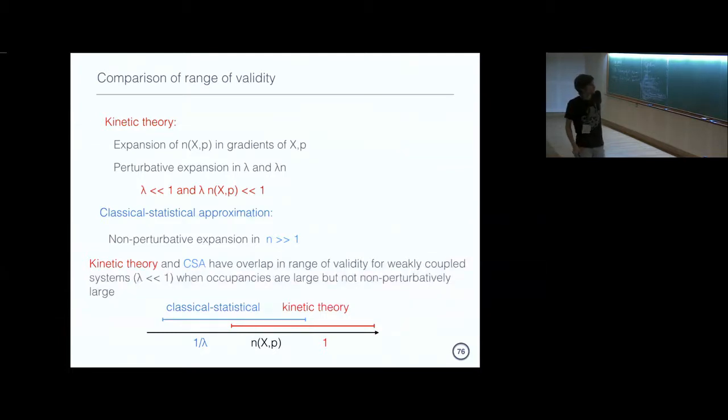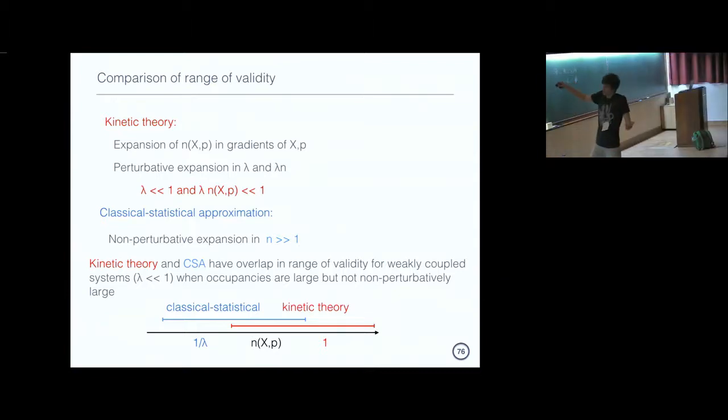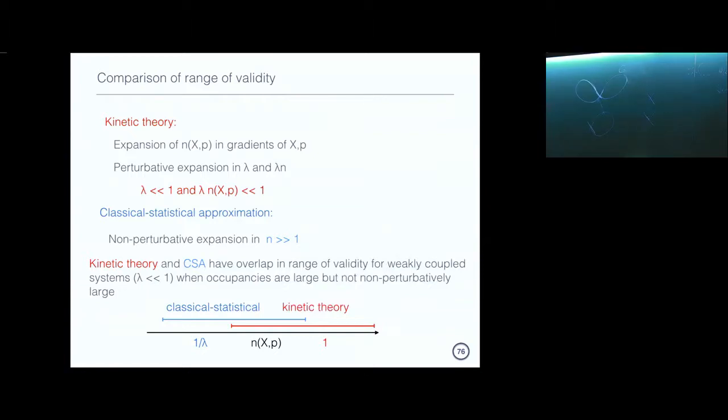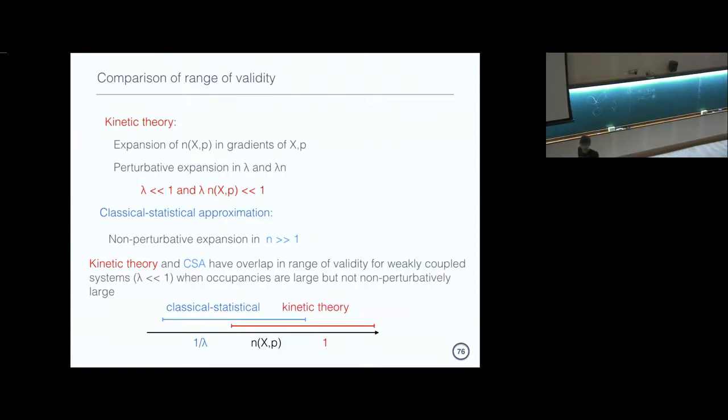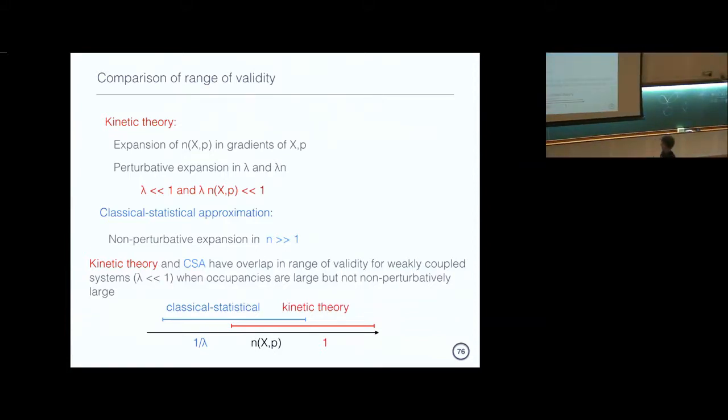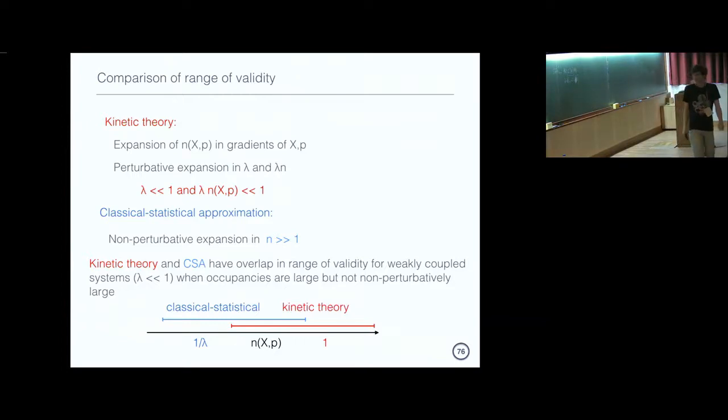And so what you find is that if you have a weakly coupled system, where the coupling is much less than 1, there's a well-separated regime between where occupancies are of order 1 and where occupancies are of order 1 over lambda, right? While the classical statistical approach is valid in the regime of large occupancies, the kinetic theory is valid in the regime of small occupancies, up to somewhere well below this non-perturbative scale. So in particular, there's this overlap in the range of validity, and that's exactly the regime where, for instance, these non-thermal fixed points live.